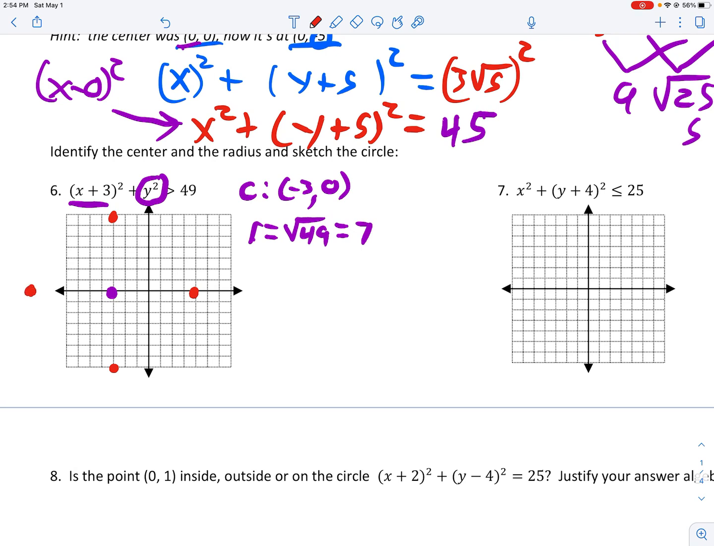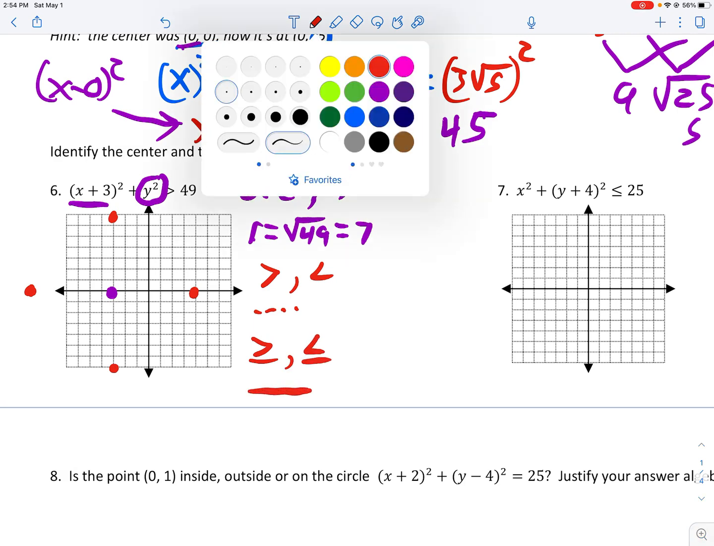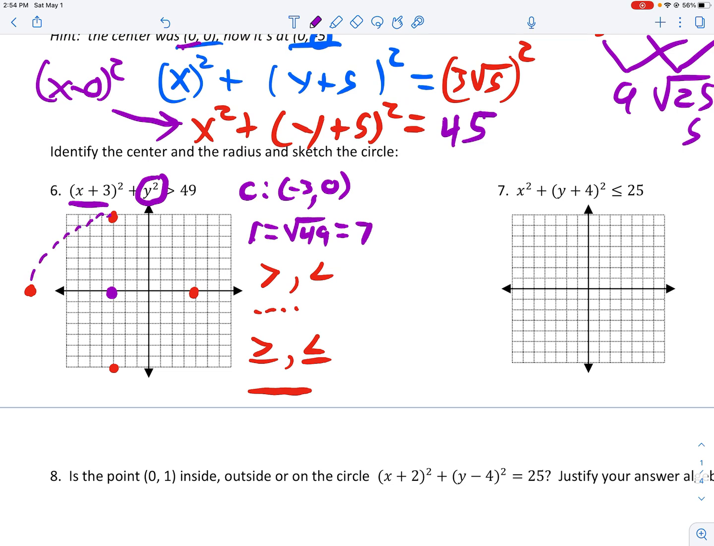Just do your best to estimate it. Does it go off? And then since it says greater than, right? Remember, greater than, less than, those are going to be dashed lines. Greater than or equal to or less than or equal to are going to be solid. So this is going to be dashed. And again, just do your best to make it as curved and as circular as you can. It's not going to be perfect, but just put some effort into it.